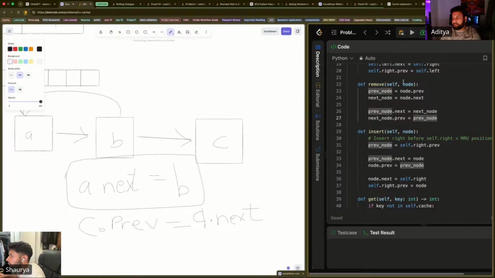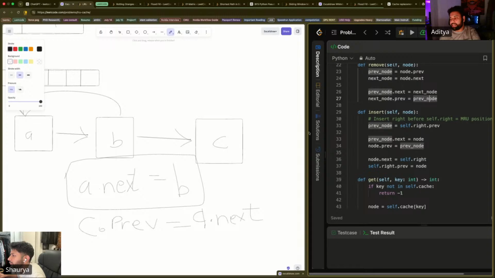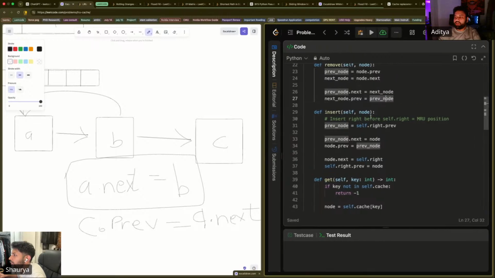Now for insert, it's pretty simple. Right before self.right, the most recently used position, prev_node is equal to self.right.prev. So whatever self.right is, its previous will be that previous node.